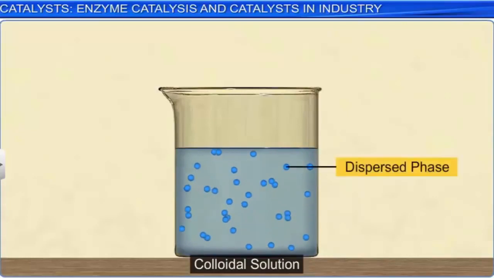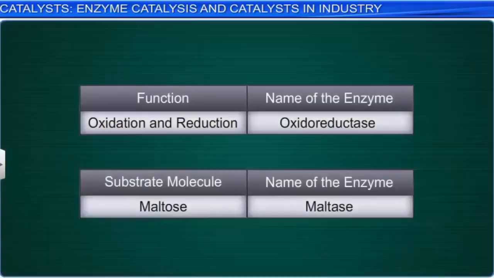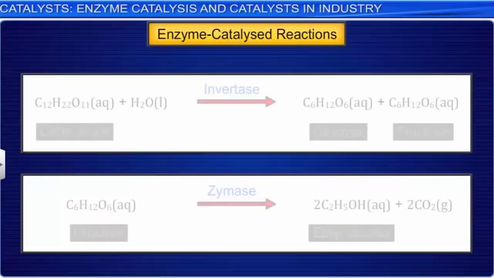Every enzyme has a functional name that classifies it in terms of the kind of reaction it catalyzes, or has a specific name that usually consists of a part of the name of the substrate molecule. A molecule that is acted upon by the enzyme is referred to as the substrate molecule. Let's take a look at some more enzyme-catalyzed reactions.